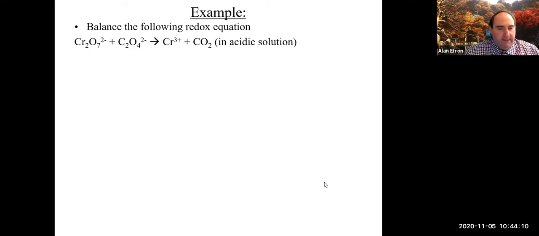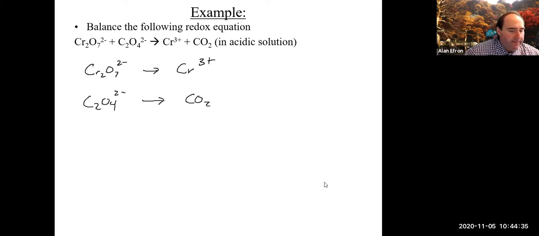Okay, so let's take a look, see how you're doing. So same approach here. We're going to really just split this off into some things that look like they're related. So obviously this has got a chromium in it and probably should go with our chromium. This is our oxalate here, has carbon in it, and CO2 also has carbon as well. So we have our two half reactions here.